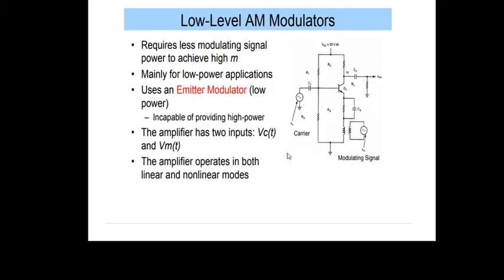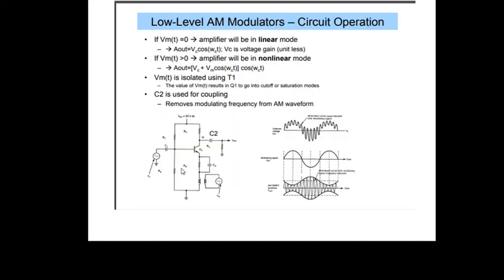So what is the operation of the low level AM modulator? It requires less modulating signal power, achieving a very high level. Mainly low power applications use the emitter modulator, which is low power and incapable of providing high power. The amplifier has two inputs, the carrier wave input voltage and the modulating signal. The amplifier operates in both linear and non-linear mode.